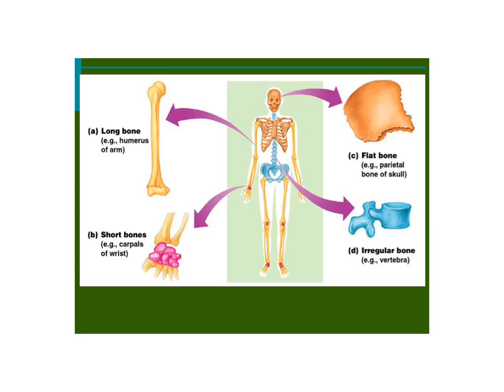So here are some more examples. We have a long bone, such as the humerus of your arm. We have short bones like your carpals. We have flat bones, such as the parietal bone that's up on the top of your head. And then we have irregular bones, such as the vertebrae of your backbone.